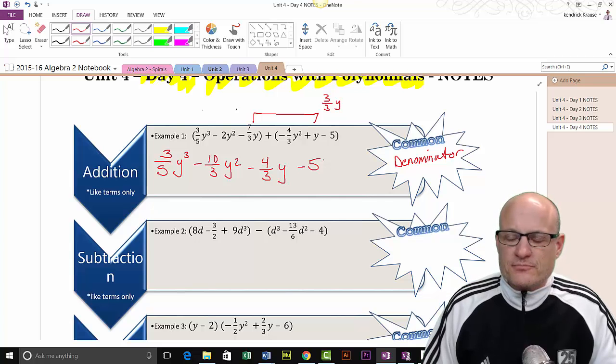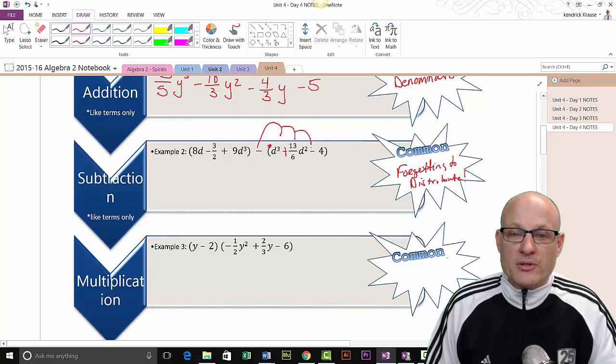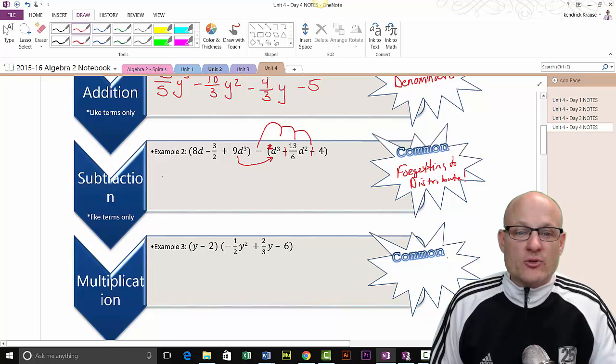However, on the next one, I do need the parentheses because they are very important. You have to remember, the common mistake is forgetting to distribute. So this becomes negative, this becomes positive, and this becomes positive. Then I don't really need the parentheses anymore. Now I'm going to also put them in order. So 9d cubed minus d cubed is 8d cubed.